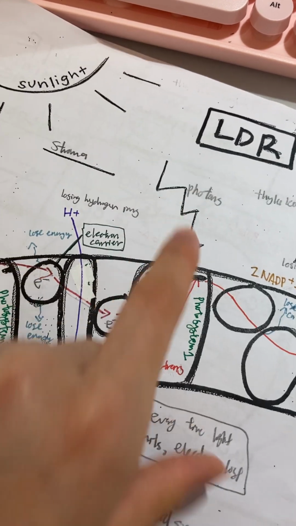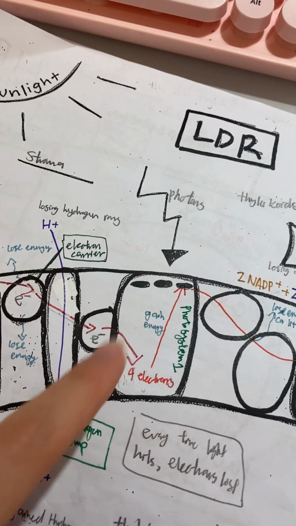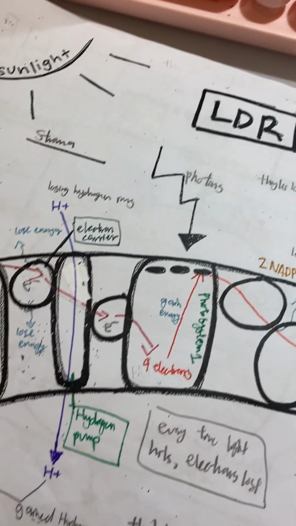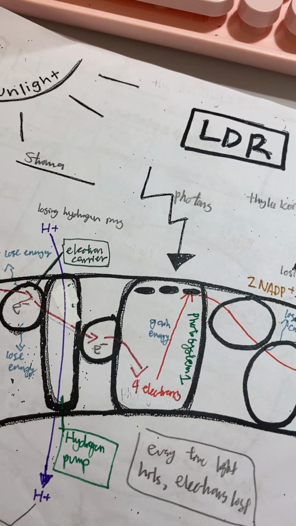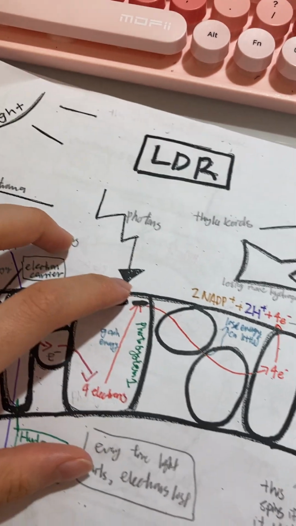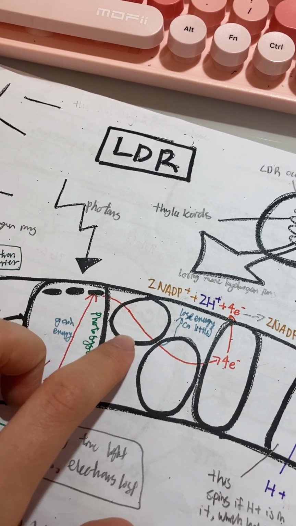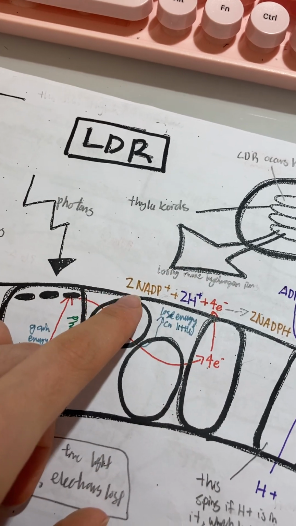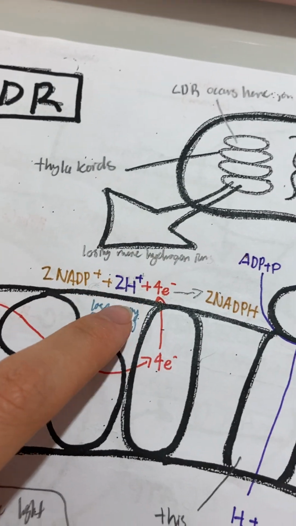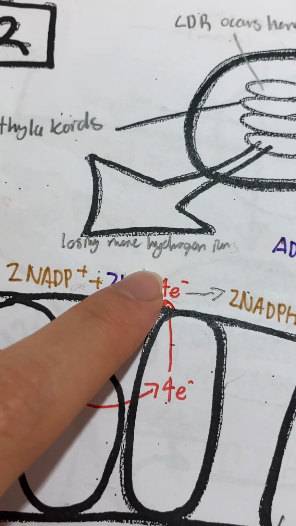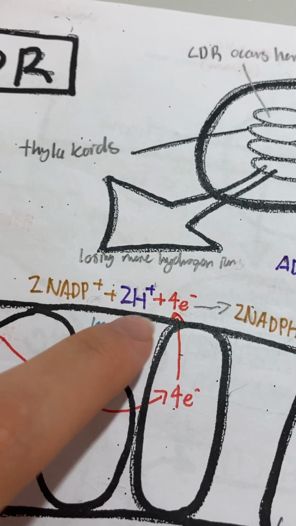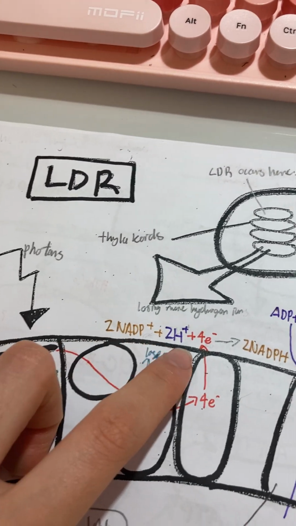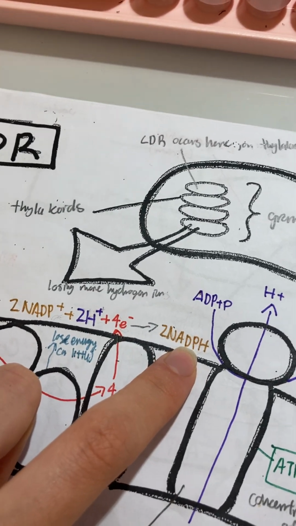Then the photons hit photosystem 1 again, making the electrons excited and gain energy again. So basically the photons give the electrons energy, and now that they have energy, they start moving through these electron carriers again before finally being joined with 2 NADP+ and 2 hydrogen ions. That H+ means it's a hydrogen that's positively charged, which is a proton. Combining all of these, we get 2 NADPH.